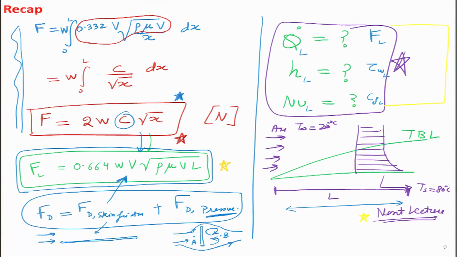Now let us continue this particular analysis and try and figure out what is the value of tau WL and CFL as well. For that, I will move on to the next slide, and I will rewrite the equation again. What we are essentially looking at is, if we have a very thin plate of length L, I want to find out what is the total drag force which is acting over here, and this comes out because of the boundary layer.